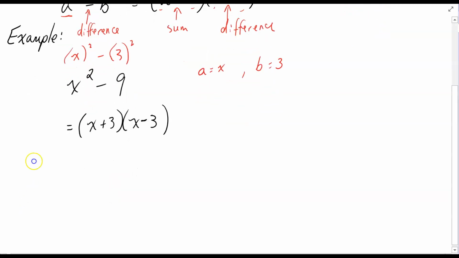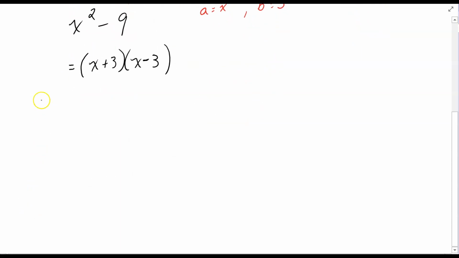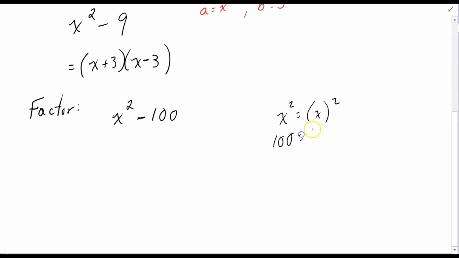All right, so I'm going to write another one. Factor x squared minus 100. Pause the video, give that one a try. So x squared is the square of x, and 100 is the square of 10. So this is actually (x plus 10)(x minus 10).